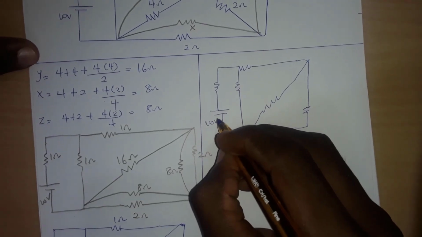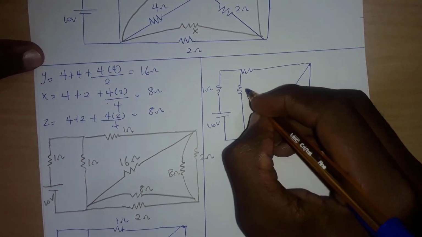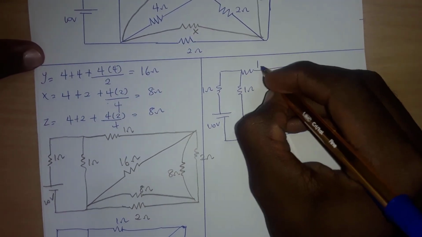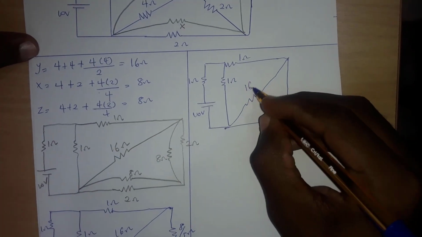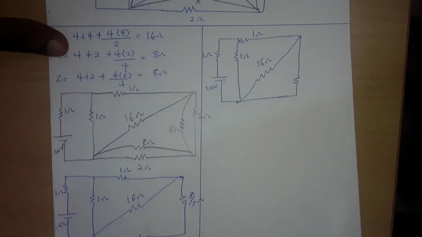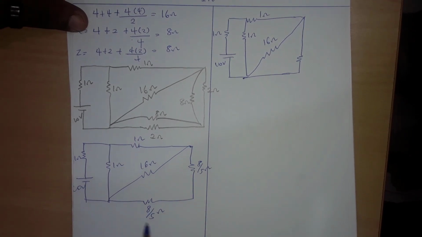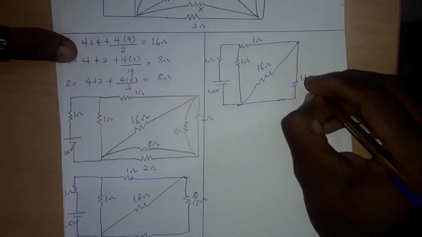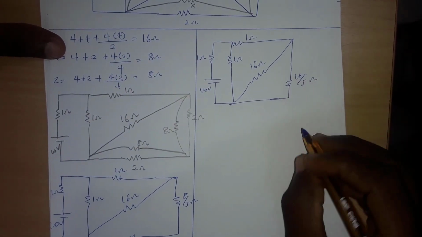So here's our 10 volt, here's a 1 ohm, here's this 1 ohm, here's this 1 ohm. We have this 16 ohm here, and when we add 8 on 5 and this 8 on 5, we had 16 on 5, becoming a single resistor.